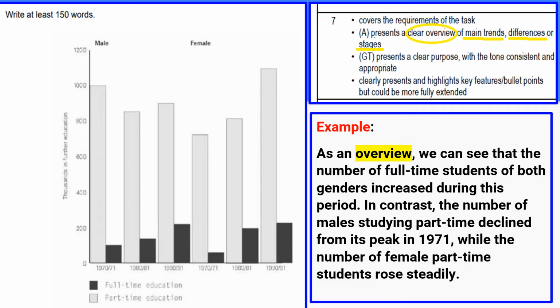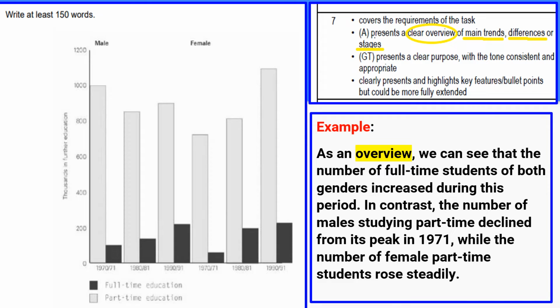A clear overview of main trends, differences, or stages. A clear overview includes at least one of those things. Which one? Well, it depends on the type of diagram that's presented. If it's a process, like how plastic is made in a factory, for example, you will need to describe stages in your overview. In this case, our graph describes both trends and differences.